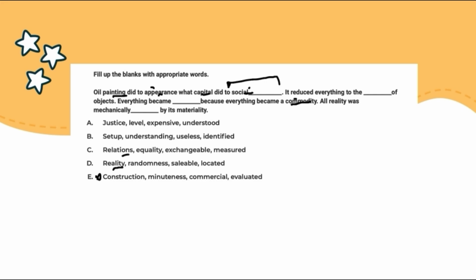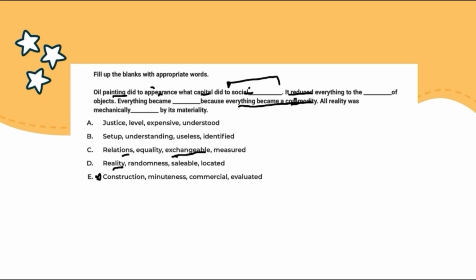So, we are talking about oil painting did to appearance what capital did to social. Here we are talking about something which reduced. Essentially we are talking about oil painting and appearance in the sense that it reduced the appearance to being a mere commercial commodity, which is further strengthened by this, that everything became a commodity, right? Everything became dash because everything became a commodity. So based on this, the third one, exchangeability, makes a lot of sense. Everything becomes exchangeable because it becomes a commodity, right?